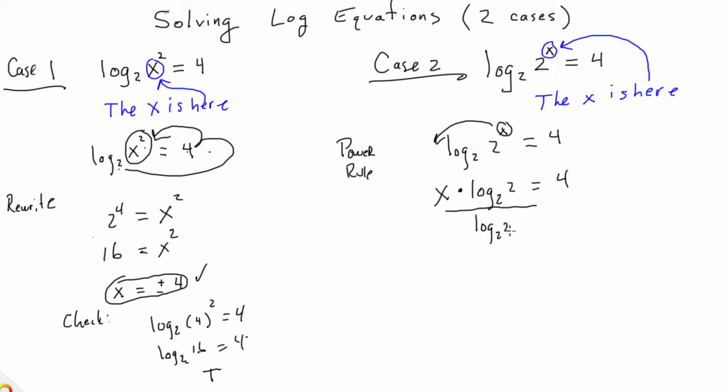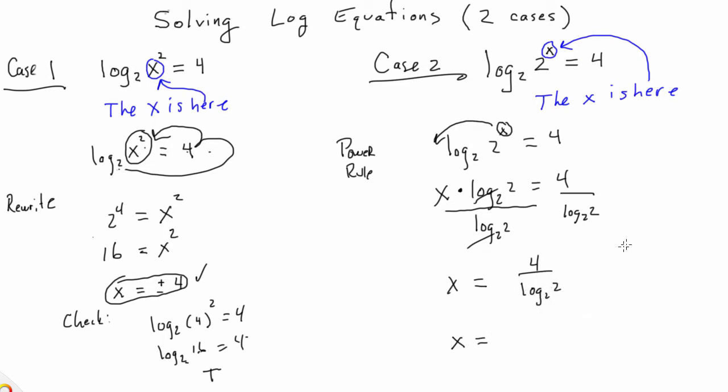Log base 2 of 2, divide this side by log base 2 of 2. Okay, these cancel, leaving x on this side. And we get 4 divided by log base 2 of 2. Now, if you've noticed before this step, you can certainly simplify this.